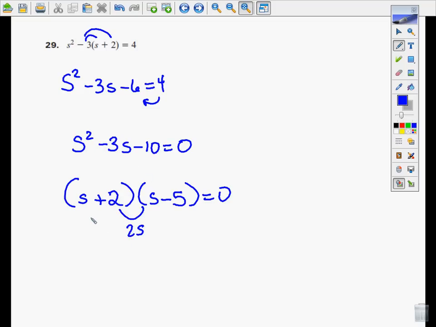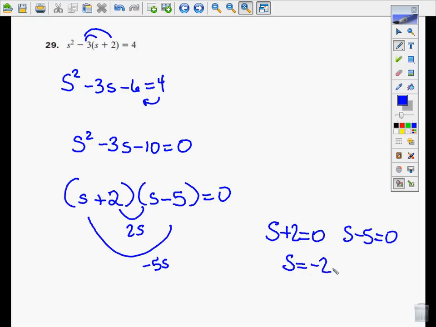And again, we can check it, and it does work. So now I set each factor equal to 0. So s plus 2 equals 0, s will equal negative 2, s minus 5 equals 0, s will equal positive 5.